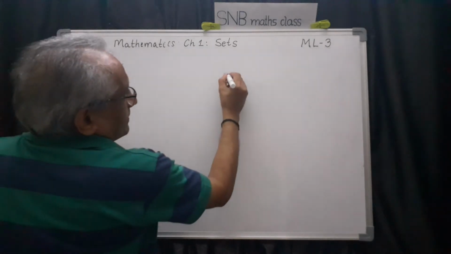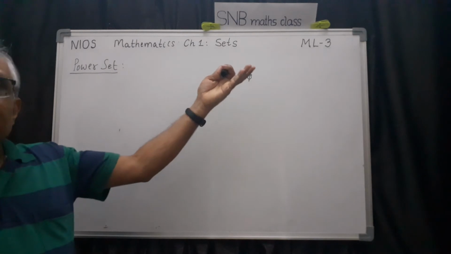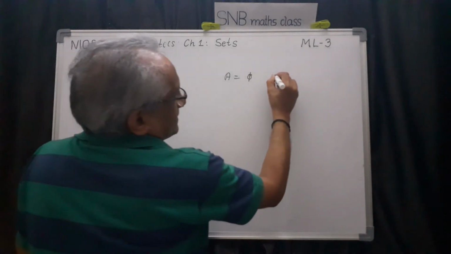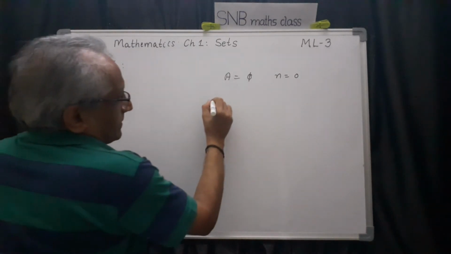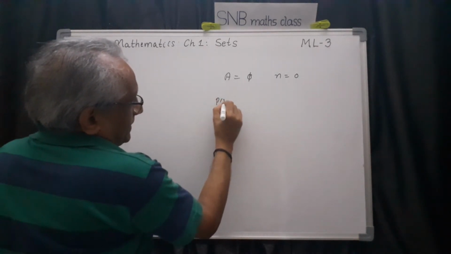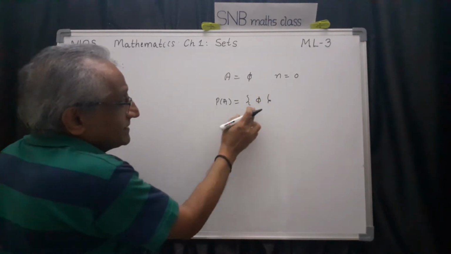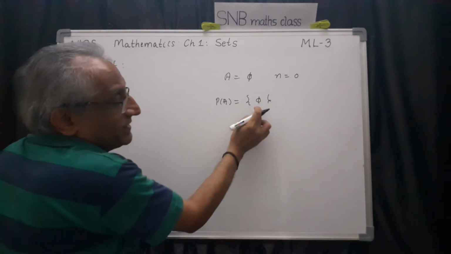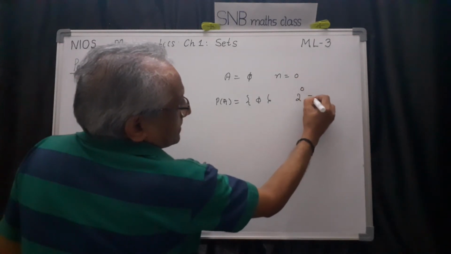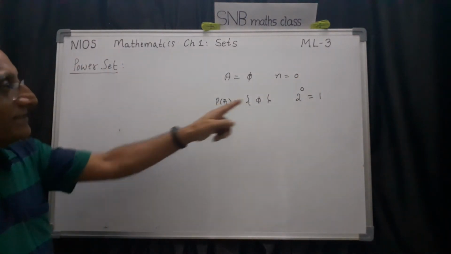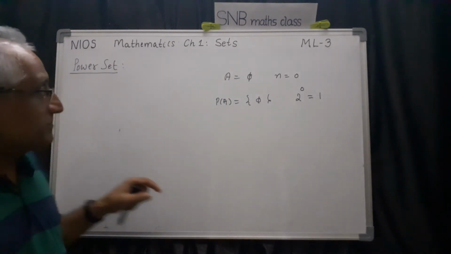Say for example, A itself is phi. Let us say. That means it does not contain any element. So what is n equal to? It is 0. Now according to the formula, what is power set of A? Power set of A is actually {phi}. Remember, this is the set containing phi. How many elements are there? 1. You can check now, 2 power 0, this is 1. Therefore, it is valid even for the empty set. So, this is the important observation.